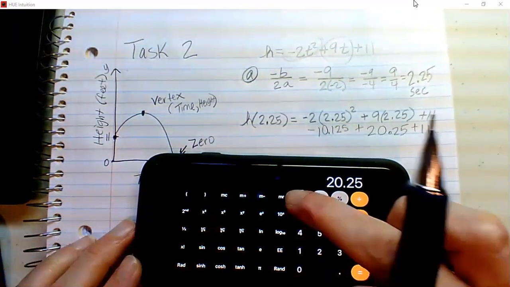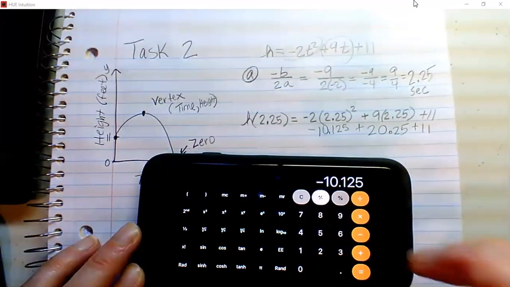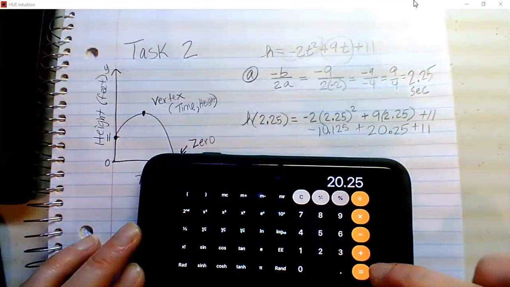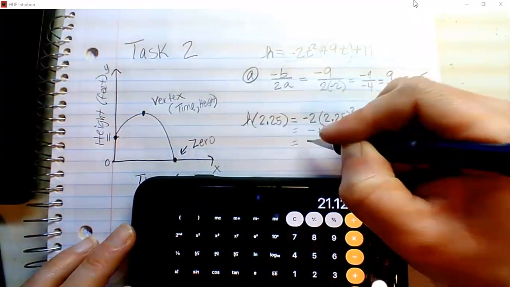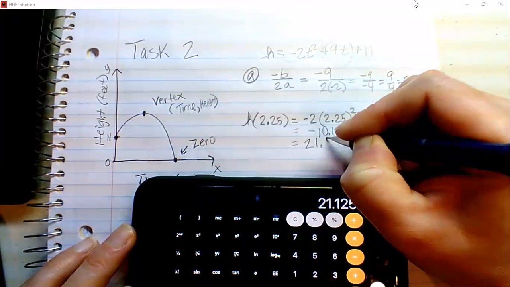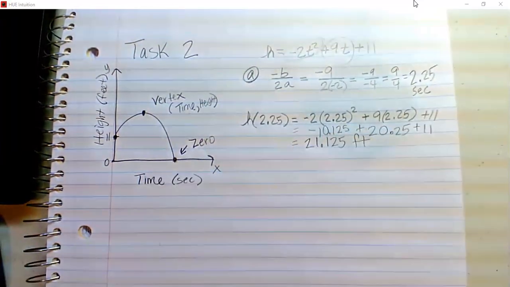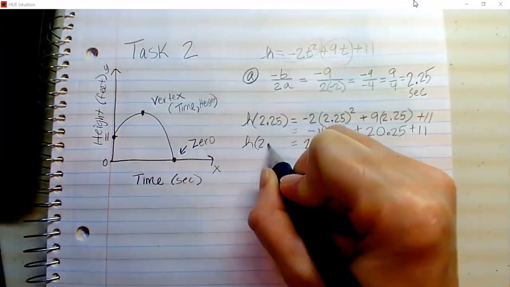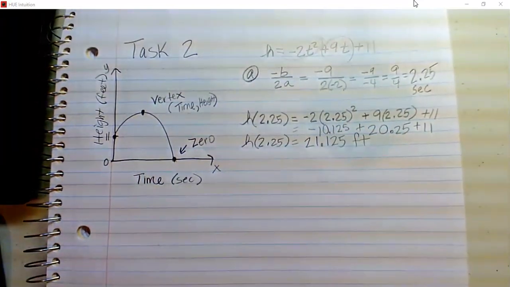Okay, let me do some adding and subtracting here. So -10.125, that's got to be negative, plus 20.25 plus 11. Okay, so we have a maximum height of 21.125 feet. Let's make this make sense. So here we go. We have h of 2.25 equals 21.125 feet.